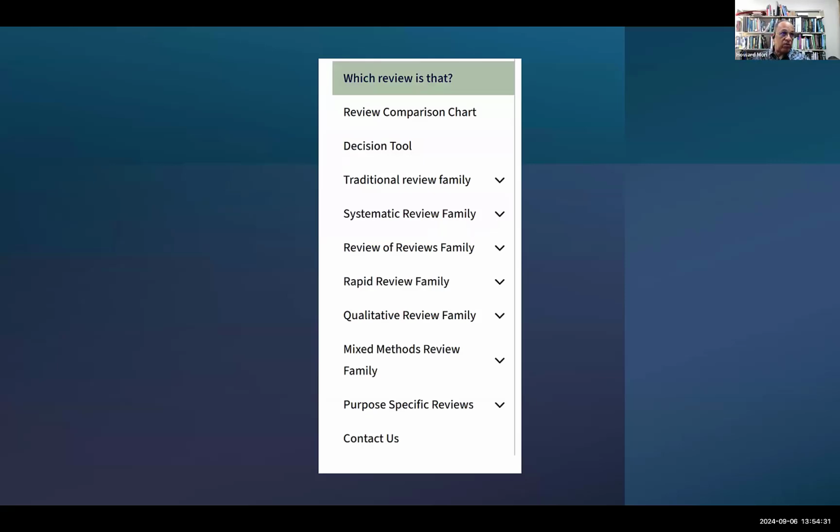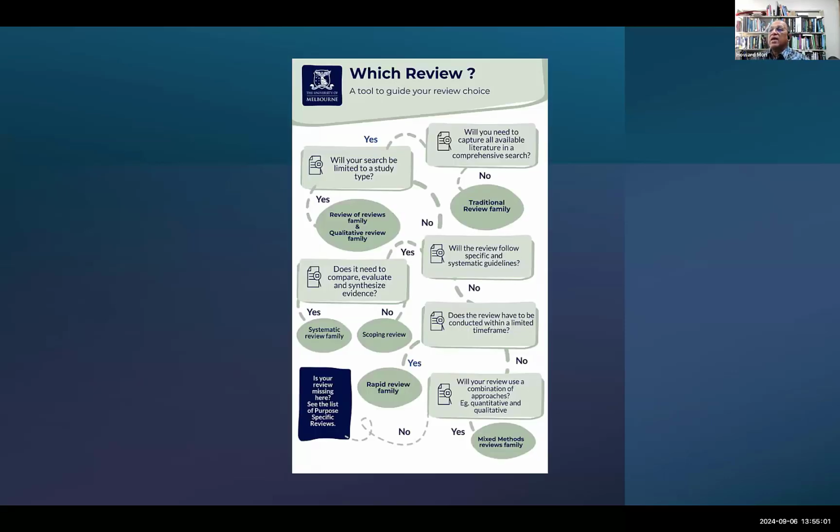Melbourne also have on that LibGuide this whole section here. What are the traditional review families? The systematic reviews, reviews of reviews, rapid reviews, which are very popular nowadays for us. So if you want to find information on steps and guidelines on putting them together, this is one place where you can go. The other thing that I like about University of Melbourne, and I know there are many others, but I'm using this as an example, is that they have this great tool to help you or your user decide what type of review to use.